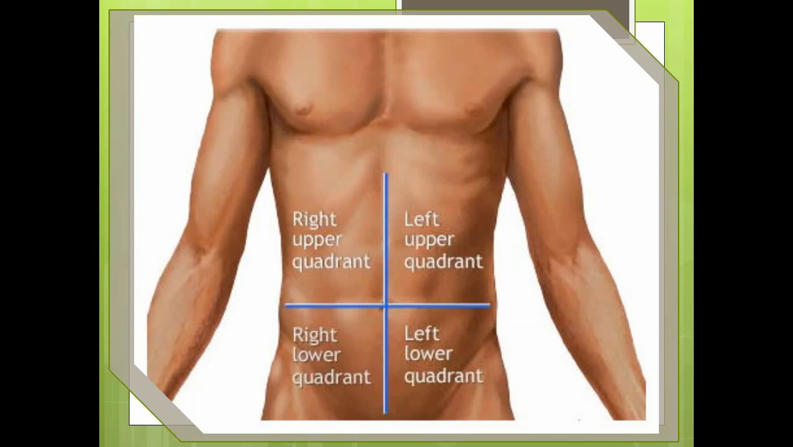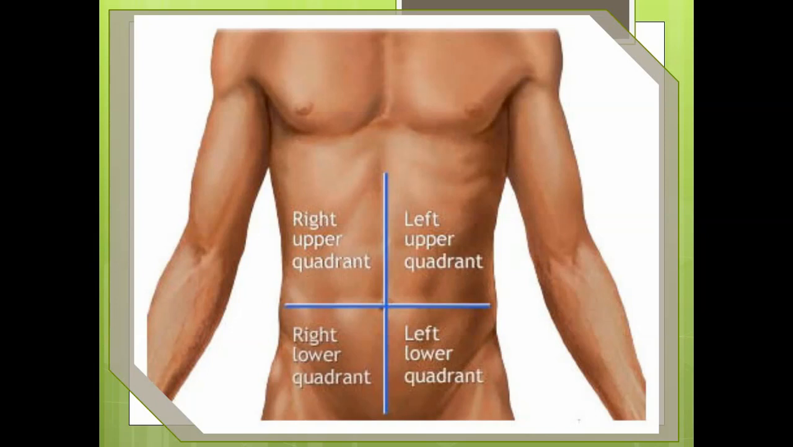So think about the right upper quadrant. The right upper quadrant consists of the liver, the right lobe of the liver, the hepatic flexure of the large intestine, the pancreas, the head of the pancreas will be involved there, and the right side of the CP angle. This is all part of what is included in the right upper quadrant.